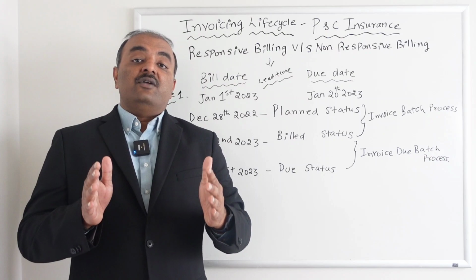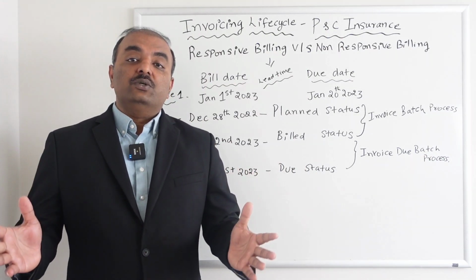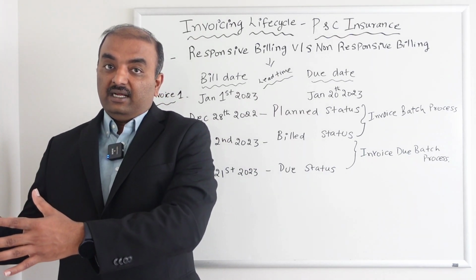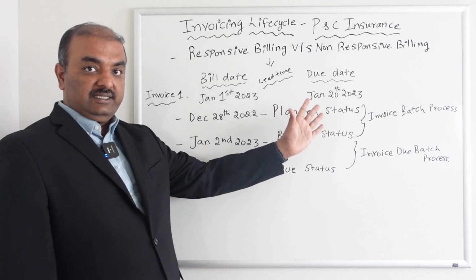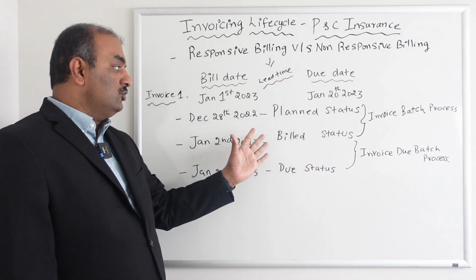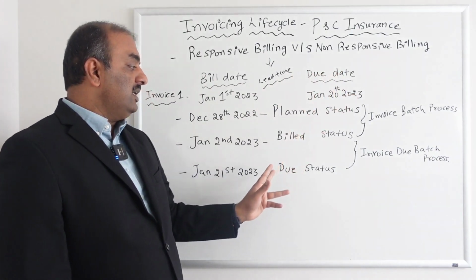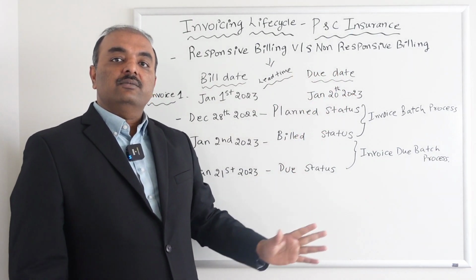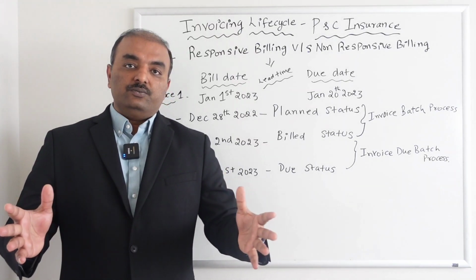If the customer has not yet made a payment by this date, the invoice becomes past due and then you start the delinquency, etc. So this is a typical flow where the invoice starts with planned status and then gradually moves to billed status on the bill date, and then on due date plus 1 day, this becomes due status. If the customer hasn't made the payment on the day, it becomes past due.